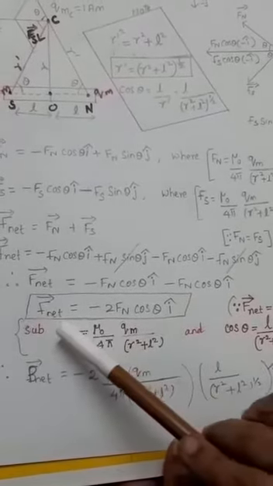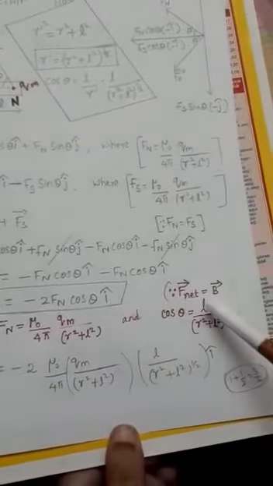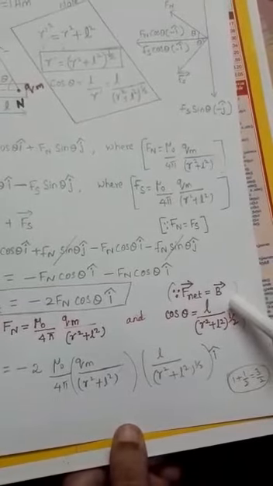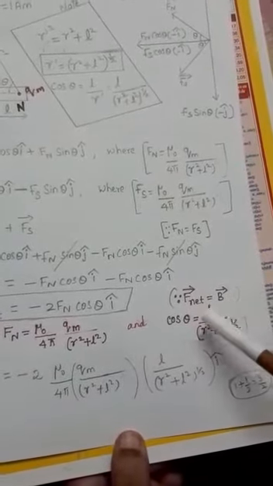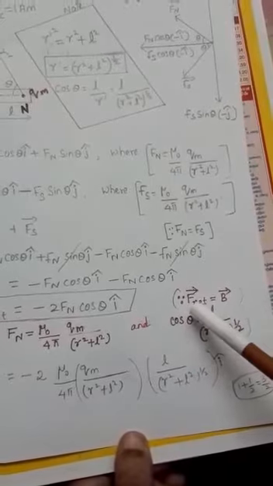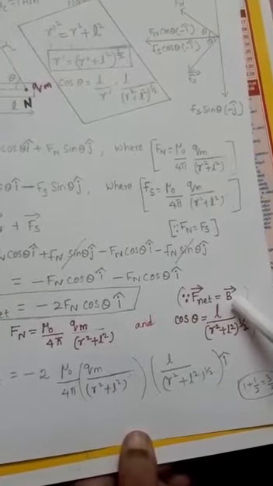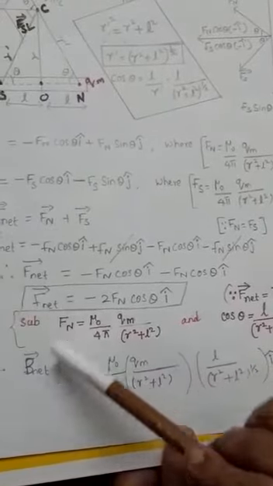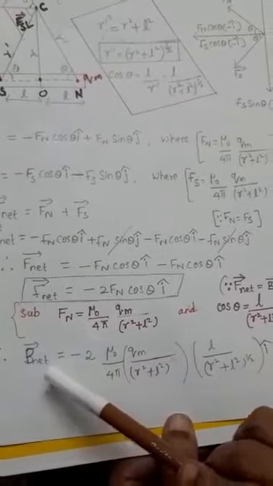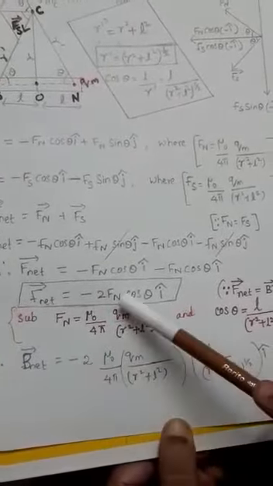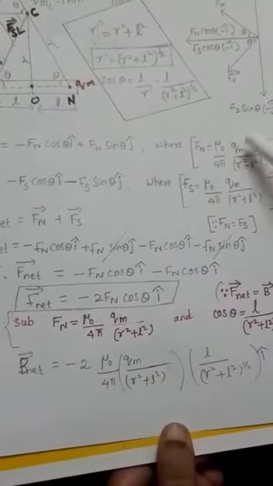And already you know that net force can be replaced as B vector, because magnetic field at a point is the force experienced by the unit north pole. So F vector can be replaced as B vector. So instead of F vector, we have replaced it as B vector minus 2 Fn. The Fn value we have already got here.